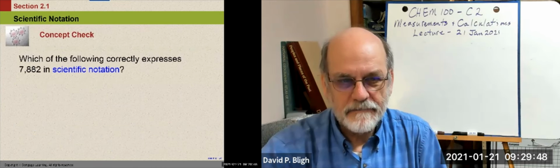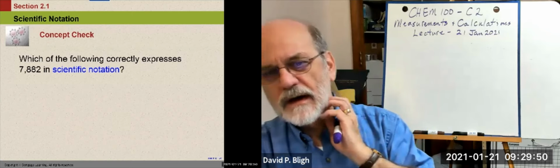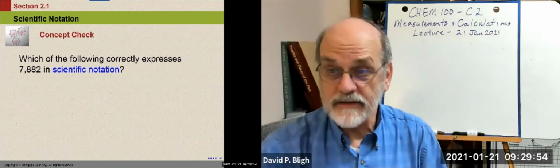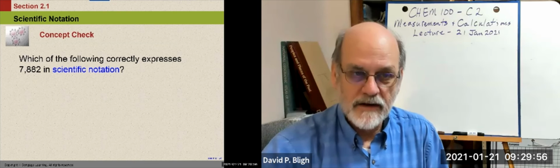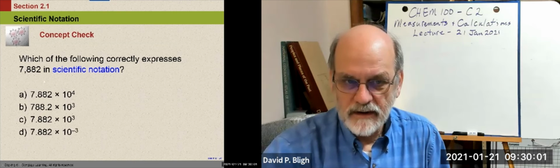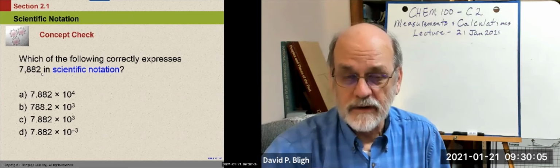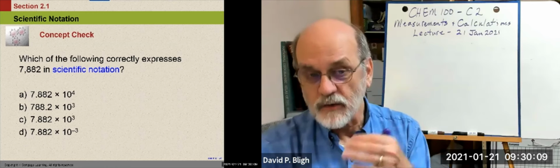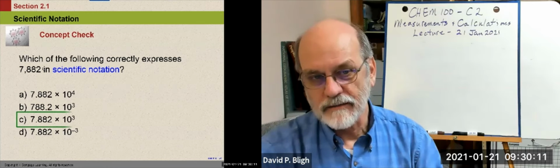Let's see. Which of these following correctly expresses 7,882 in scientific notation? So we have these choices. Where's the decimal point? It's right there, right? So which way are you going to move it? Well, we need to end up with a coefficient that's between 1 and 10, so we have to move it to the left, right? So we move it three places to the left.